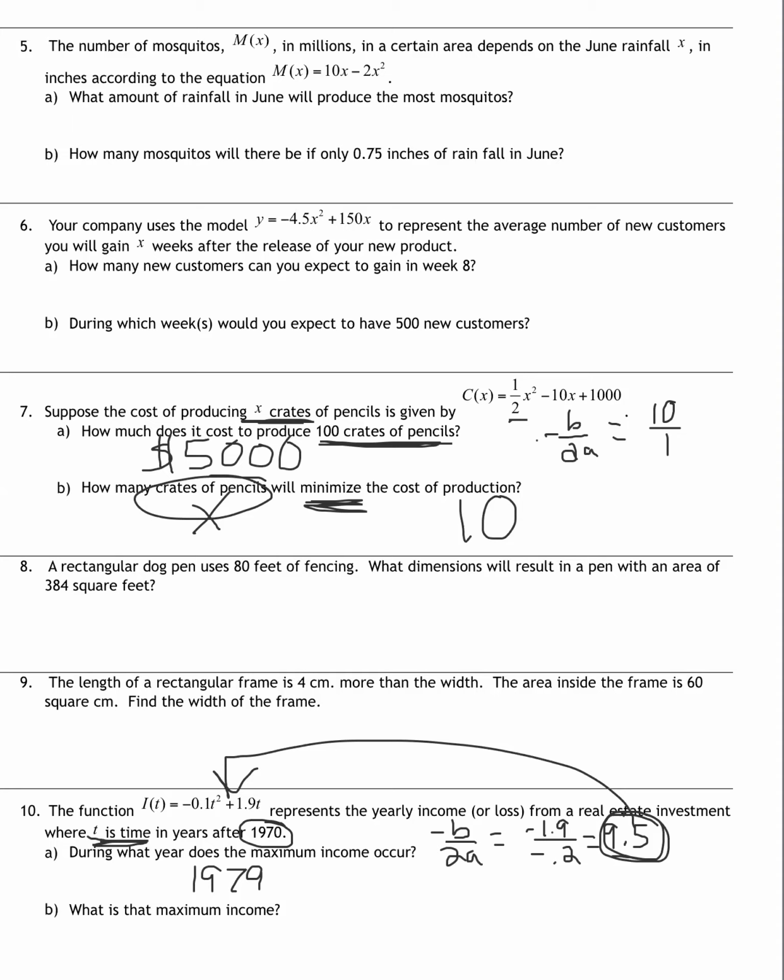Negative 0.1 times 9.5 squared plus 1.9 times 9.5. Yeah, that's right. 9.025. I just don't know if we're talking about yearly income from a real estate investment, $9.03 doesn't make sense. But if it's in thousands or hundreds of thousands of dollars, maybe that makes more sense. But the problem doesn't specify. But anyway, yes, I get the 9.025.